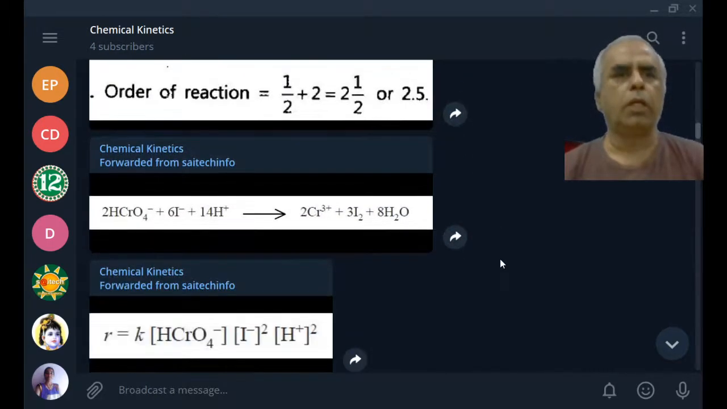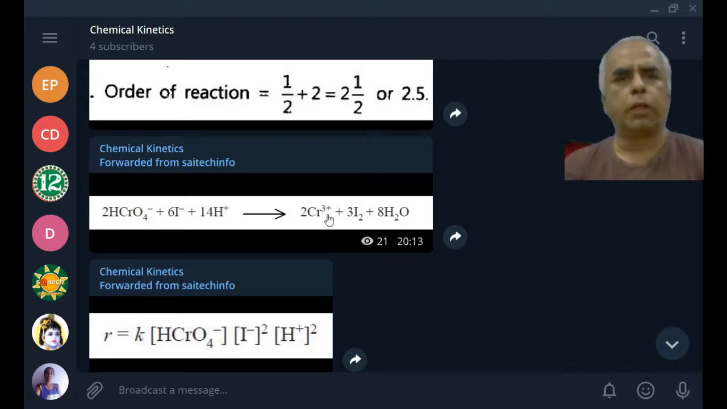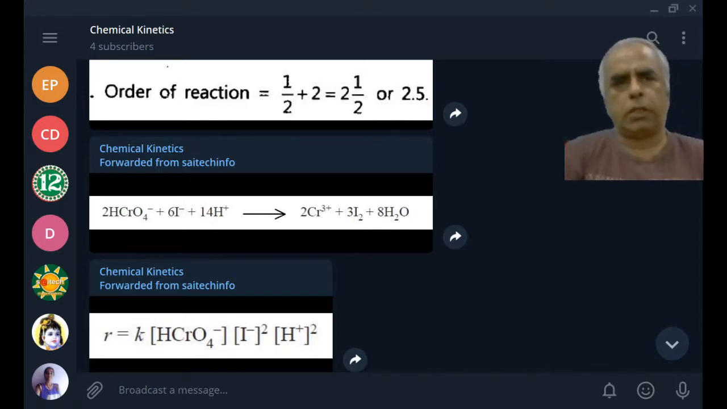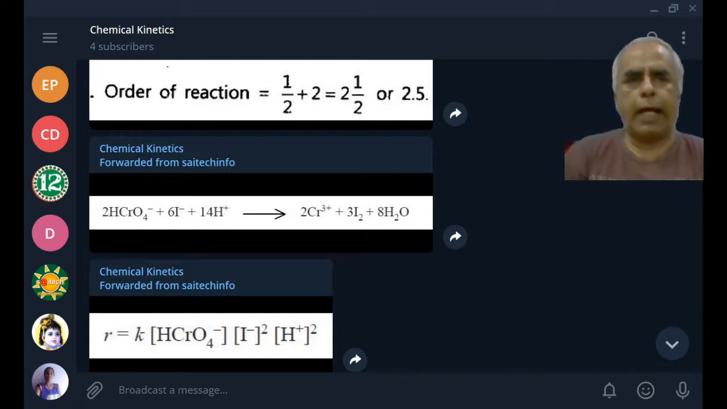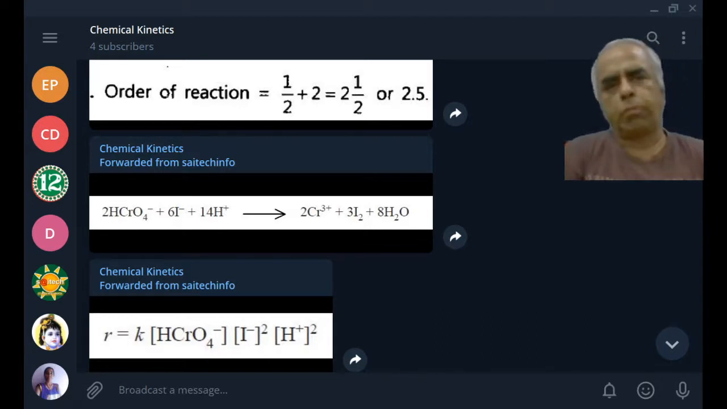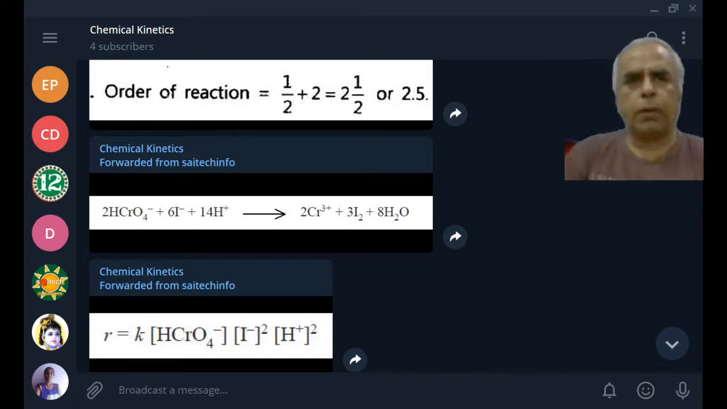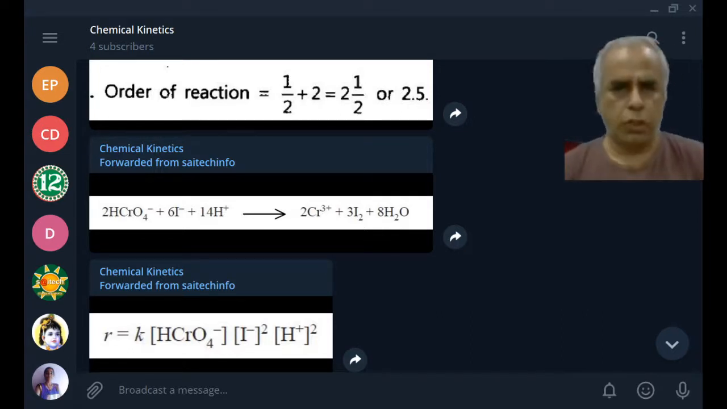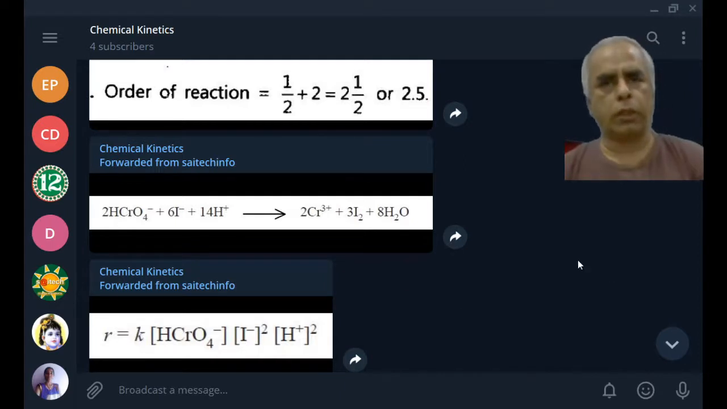Let us go to the next one. So you just look at this. Here it is HCrO4 minus, that is bichromate anion. So 2 moles of bichromate anion plus 6 I minus plus 14 H plus gives 2 Cr3 plus, 3 I2 plus 8 H2O. Now let us look at this problem.